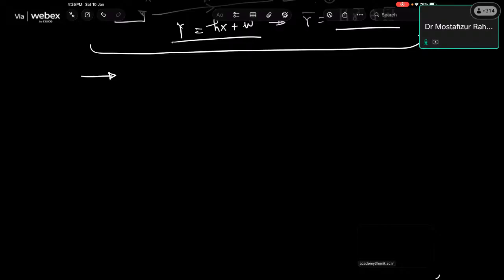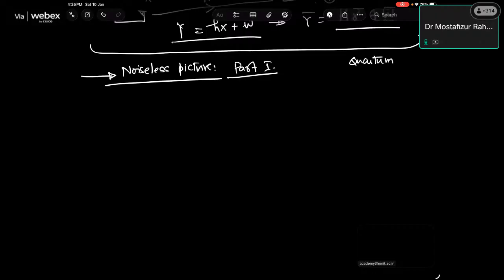So with this, we have two parts. First is the noiseless case, the noiseless picture. This is part one. And part two is the noisy case, the noisy picture, when the quantum channel part will be coming. I'll be coming to that tomorrow, okay? Because to understand the noisy picture, we have to first understand the noiseless picture.